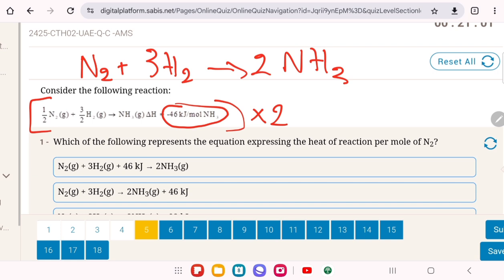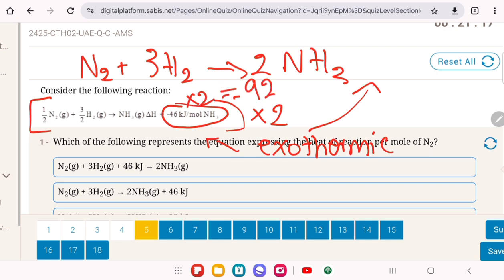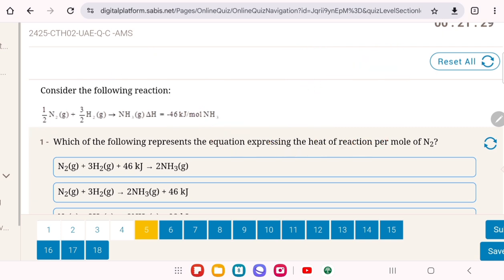Now, negative 46 kilojoules per mole. Negative means it is what? Exothermic. Exothermic means there is heat in the products. So we also need to multiply this by 2. We are going to get minus 92 kilojoules per mole. But instead of minus 92 in the reactants, we are going to do plus 92 kilojoules in the products.